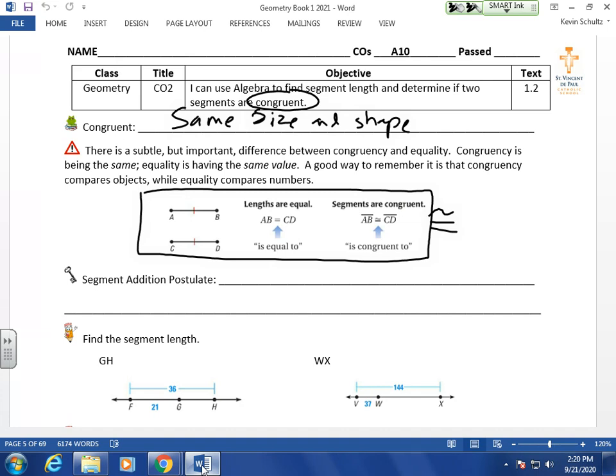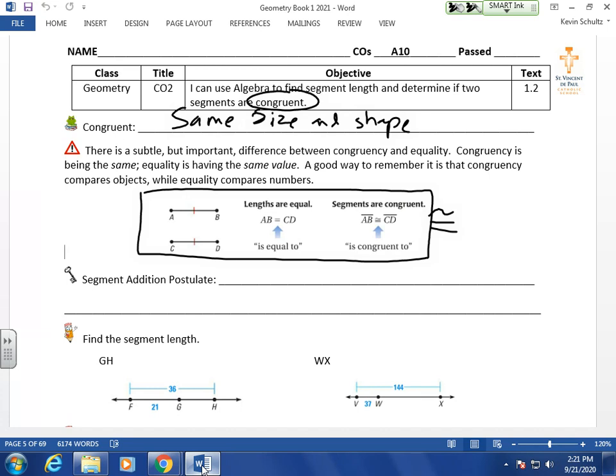Also, that tick mark there, that is the congruency symbol. If we want to say that these two segments are the same size, same shape, we would say that they are congruent. But as soon as we assign them a value, say they're both 7, now we can say that AB is equal to CD because we've introduced a value to them. Without that 7 there, they're just things. We don't know what the value is. So we say they're congruent. Okay?